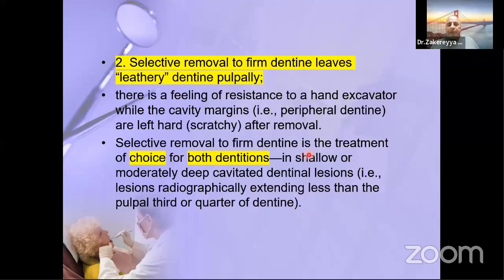Selective removal to firm dentin is the treatment of choice for both dentitions, primary and permanent, in shallow or moderately deep cavitated dentinal lesions, i.e. lesions radiographically extending less than the pulpal third or quarter of dentin.